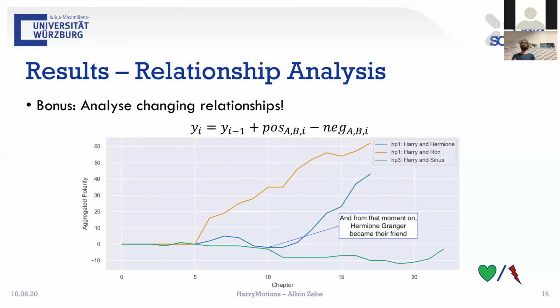But then there's the scene where they fight the troll together. And this scene is actually clearly visible in this graph here, because after that scene, there's the sentence, and from that moment on, Hermione Granger became their friend. And we can actually see that after the part where the sentence and the scene takes place, the relationship in our graph also clearly improves. So we can see that our method is capable of tracking the emotions between character pairs in Harry Potter rather efficiently.